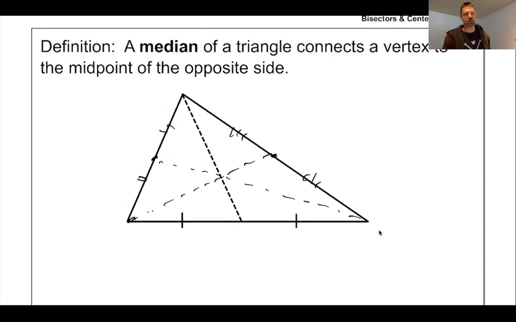And as you notice, the medians appear to all intersect in the same point as well. That is the third center of a triangle we're going to learn, and it's this, my favorite. It's called the centroid. So I'm going to show you a construction of the centroid, and I'm going to explain why it is my favorite.